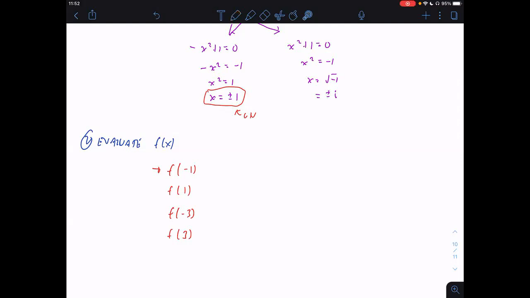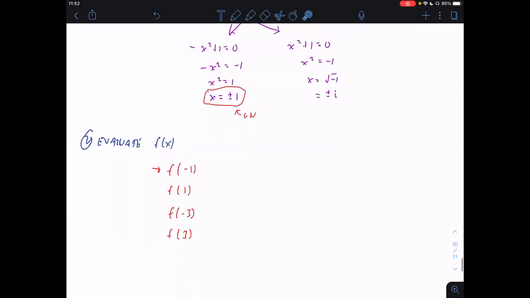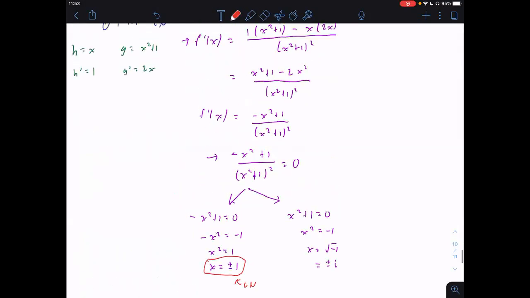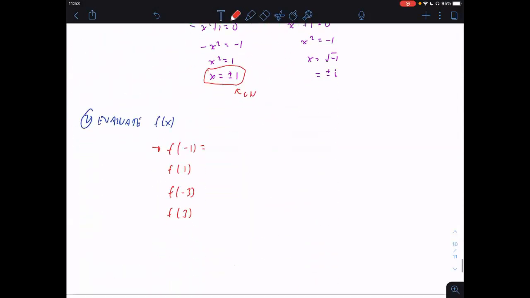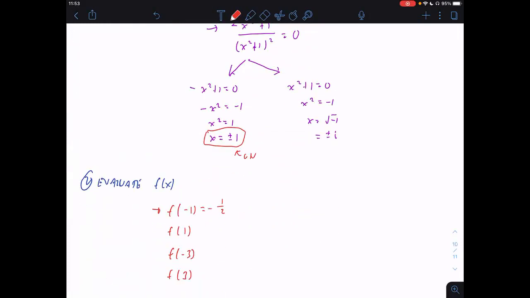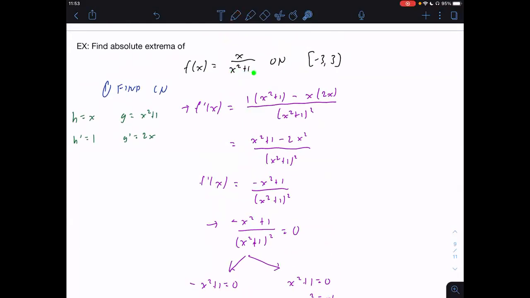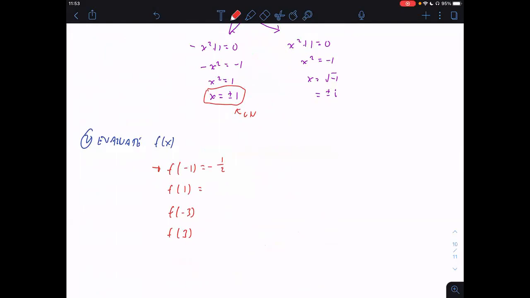And again, we're plugging these numbers into the original equation of x over x squared plus 1. Okay, not the derivative, the original equation. So plugging in negative 1 gives us an output of, let's see, 1 over 1 plus 1, 1/2. Oops, actually that would be negative 1/2 because the top will be negative. So negative 1/2. Plus 1, let's see, 1 over 1 squared plus 1, 1 over 2. So 1/2 there as well.